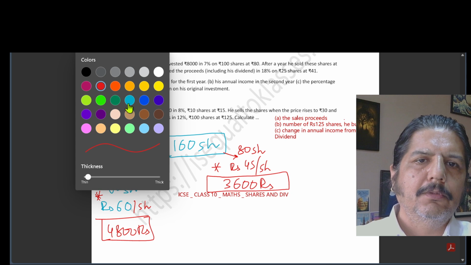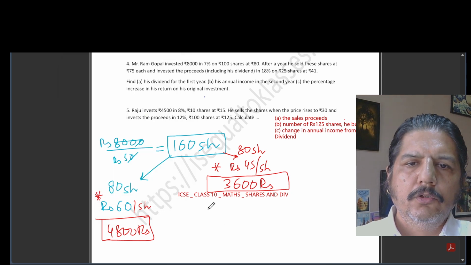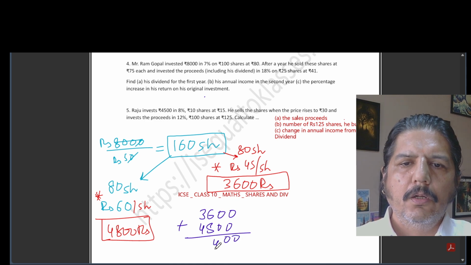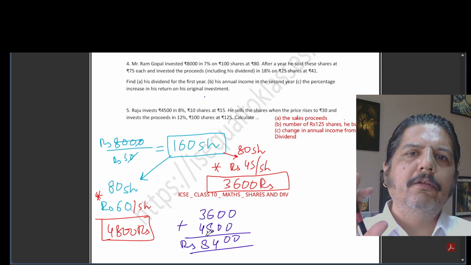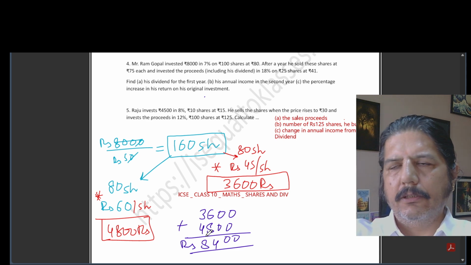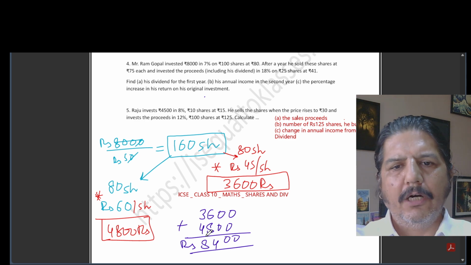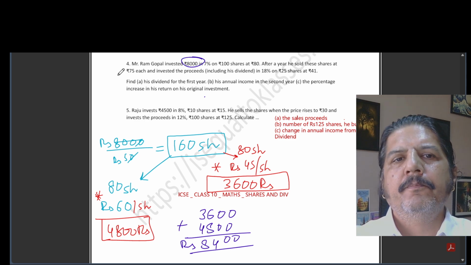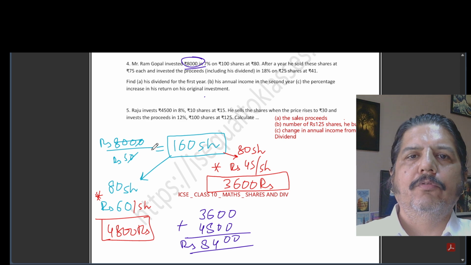And I sum these. So 3,600 plus 4,800, 8,400. So she has got 8,400 when she sells the shares in two halves. Now, how much had she invested? She had invested 8,000. She is selling at 8,400.